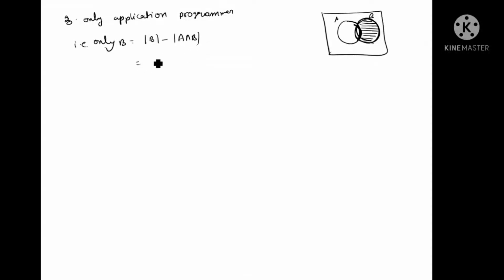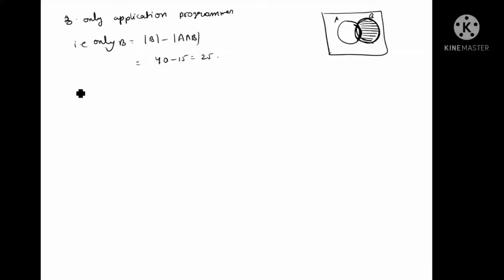See, same by Venn diagram. This is A, this is B. Now I want this only, which is B. From B, subtract A intersection B. So only B equals mod B minus mod A intersection B. So what is mod B? 40 minus 15 is equal to 25.